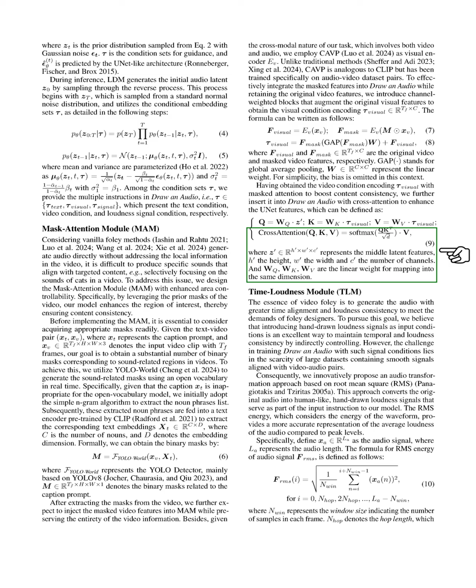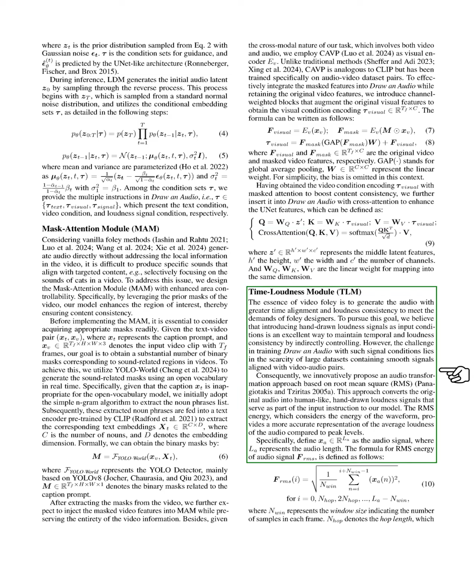Next, we discuss the Time-Loudness module, TLM. The goal of video Foley is to generate audio that is well aligned in time and consistent in loudness, meeting the needs of Foley designers. We believe that using hand-drawn loudness signals as input conditions can help maintain this consistency. However, training our model with such signals is challenging due to the lack of large datasets with smooth signals aligned with video-audio pairs.